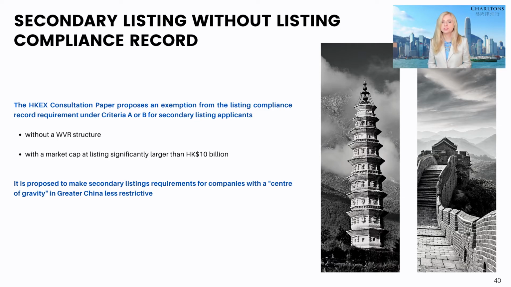However, these companies which seek a homecoming face more restrictive requirements for secondary listing under Chapter 19C than companies with a centre of gravity outside Greater China. And the Hong Kong Exchange is concerned that the tighter restrictions under Chapter 19C for companies with a centre of gravity in Greater China, but without weighted voting rights structures, may be disproportionate to the level of risk these companies pose to investors.